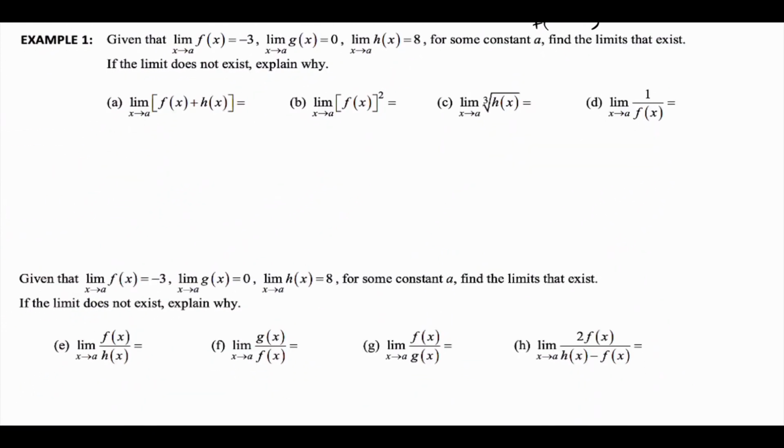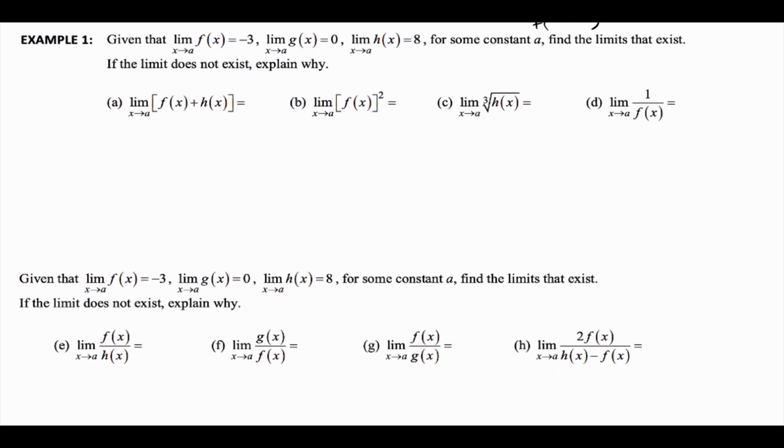Given that f already has a limit, they already told us the limit for f as it approaches a. Do I know what a is? Nope. But I know that as it approaches a, the limit is -3. I already know that. Okay? And the limit as x approaches a for g is 0. Already know the answer. Okay?